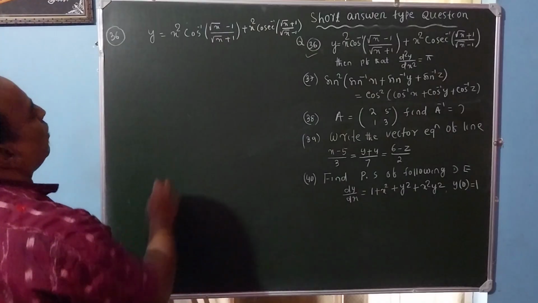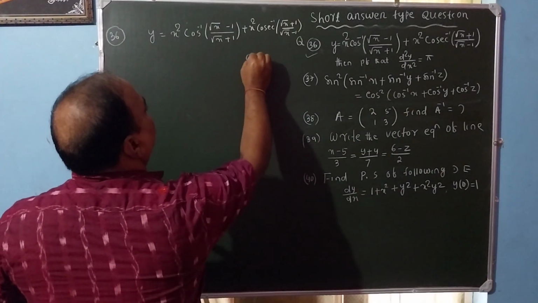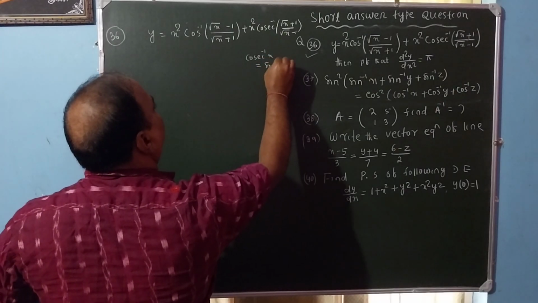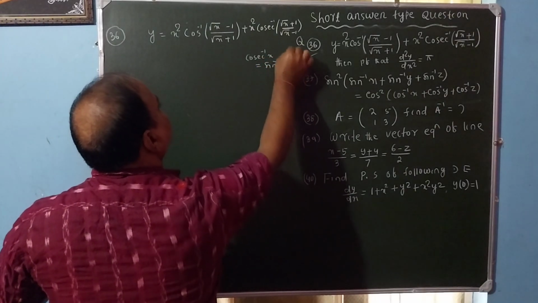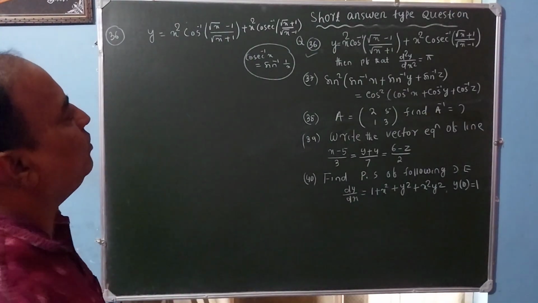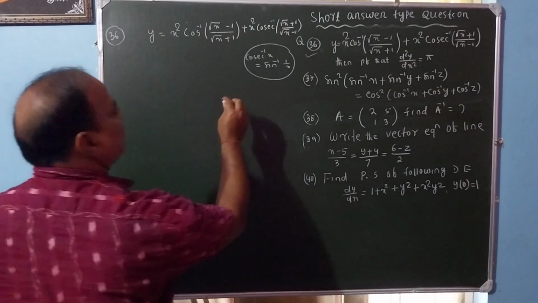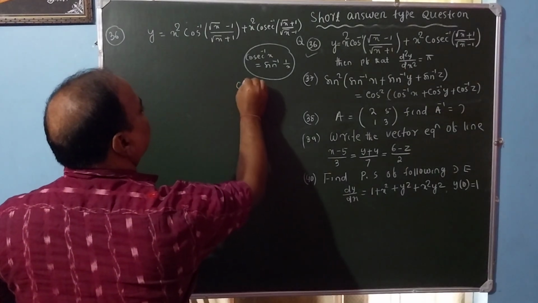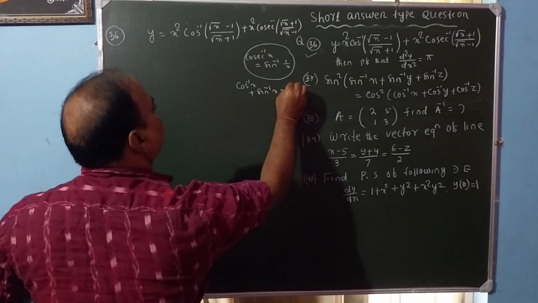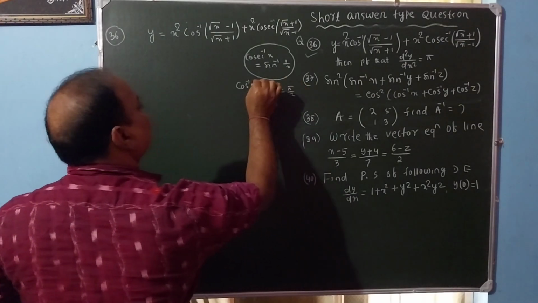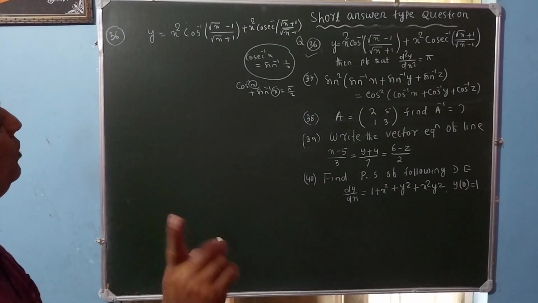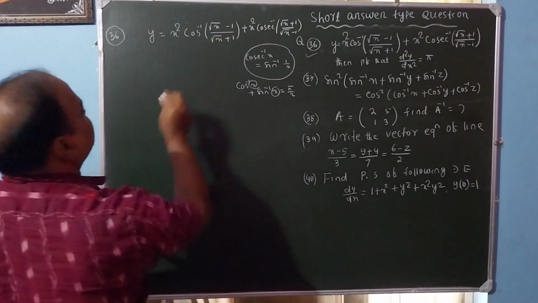We know one formula. Cosec inverse x is equal to sin inverse 1 by x. This is one formula you have to remember. Another concept you have to remember: cos inverse x plus sin inverse x is equal to pi by 2. You have to use these two concepts for these problems.